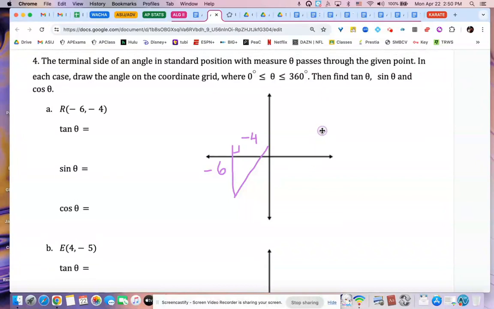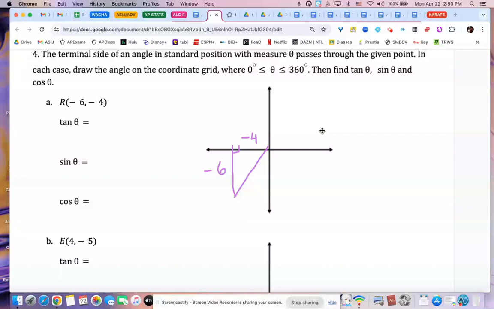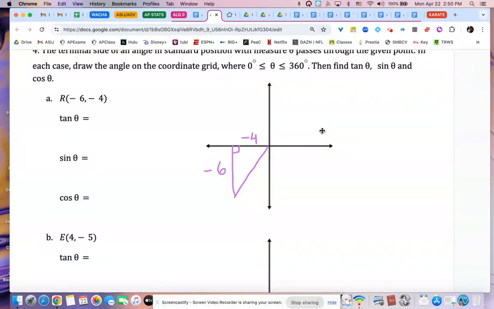Okay, so what are they asking us to do? The terminal side of the standard position passes through the point, you just draw the angle. Got it. Now we're finding tangent, sine, and cosine. And they just want the ratios. We're not looking for angles yet, but eventually you're going to be looking for angles. All right, so what's the tangent ratio? Well, that's 6/4, but remember it's -6 over -4. Now in this case, though, the negatives will cancel, and this is just going to simplify to 3/2.